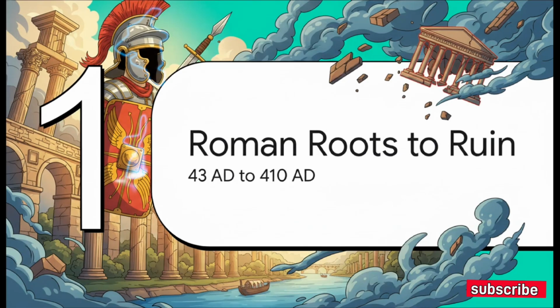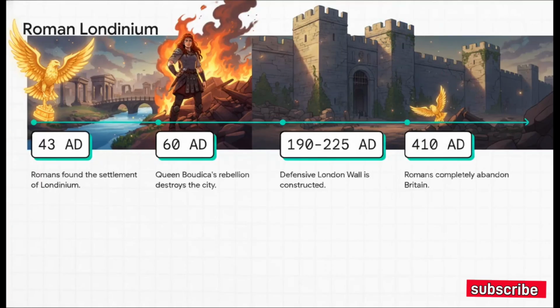Roman Roots to Ruin. Modern London literally owes its entire existence to the Roman legions invading Britain. Back in 43 AD, they founded Londinium right at the River Thames's narrowest point. But talk about a rapid boom and bust. Just over a decade later, in 60 AD, the Celtic Queen Boudica led a massive rebellion and completely burned the city to the ground.